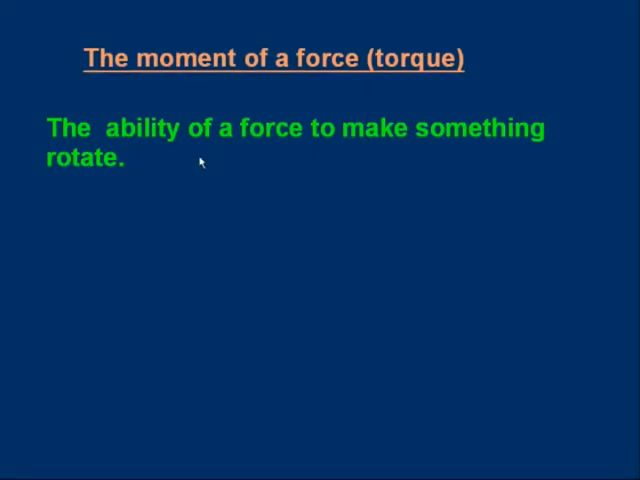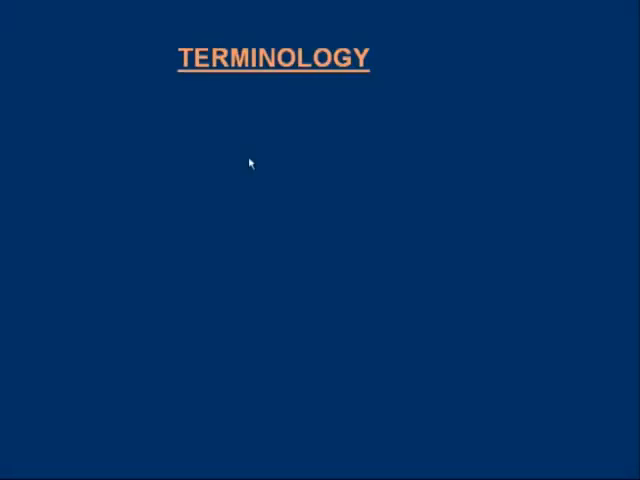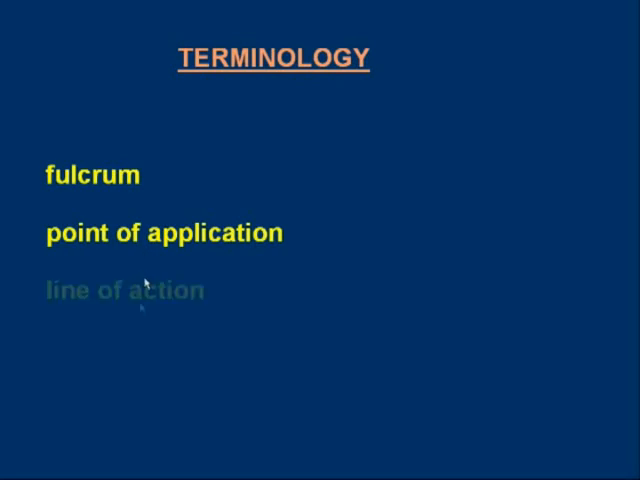Now, when doing calculations, we either use M for moment or the Greek letter tau, this funny looking T. I'm gonna be using the T. I prefer that because the M looks much like mass, so I don't like it that much. First, the terminologies, and the better you understand these, the better you get. These include the fulcrum, point of application, and the line of action of a force.